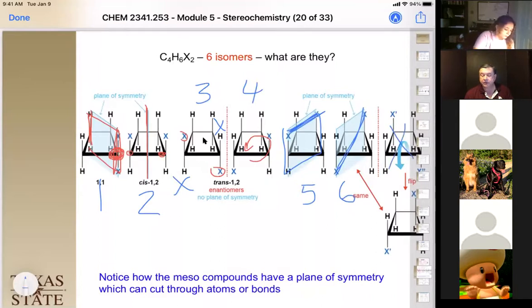This one right here is actually the same as its mirror image because of that plane of symmetry, and therefore we have a total of 6 isomers possible. All right, questions on cyclohexanes? I'm sorry, cyclobutane.